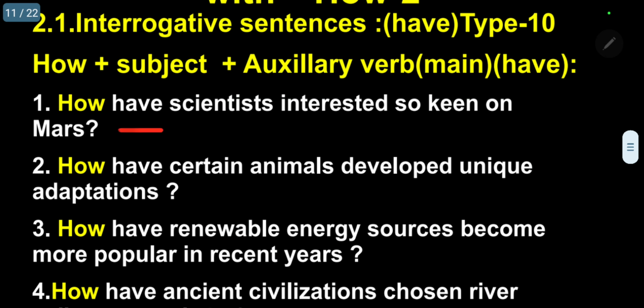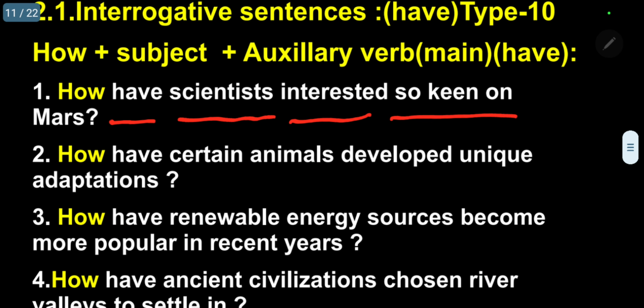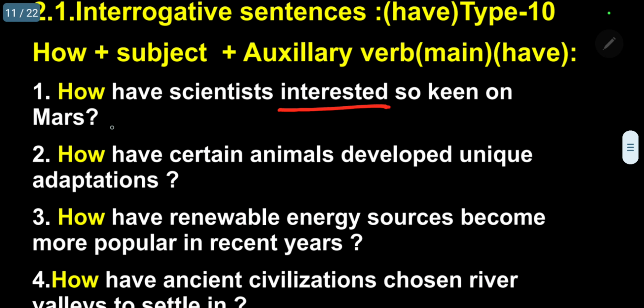Now, how have scientists become so keen on Mars? In this case, interested is the main verb, have is the auxiliary. How have certain animals developed unique adaptations? Developed is the main verb, have is the auxiliary.